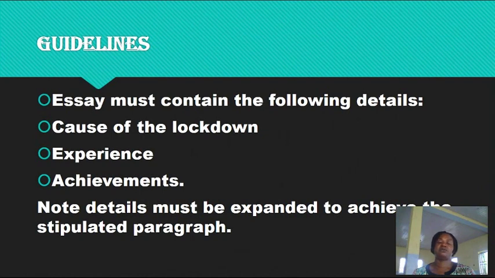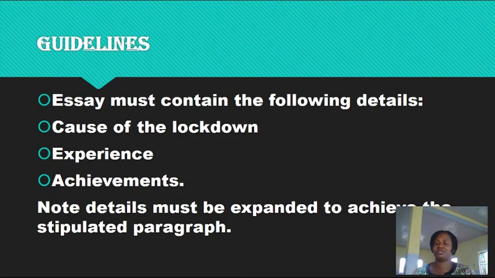Then guidelines. The essay must contain the following details: cause of the lockdown, experience, achievements. Cause of the lockdown, what are your experiences during this lockdown? Then what have you been able to do? Or what skills have you acquired? Were you able to bake? Just give us the details.